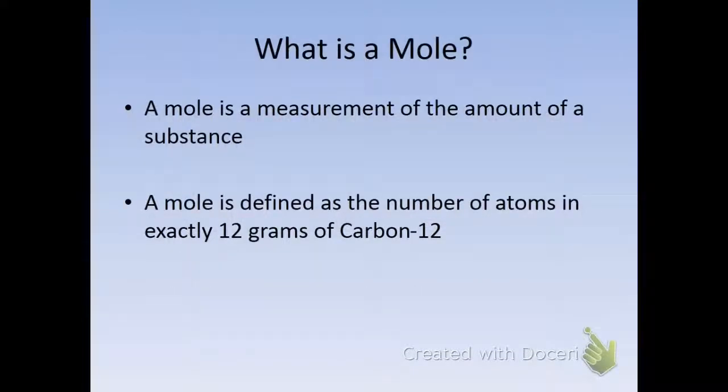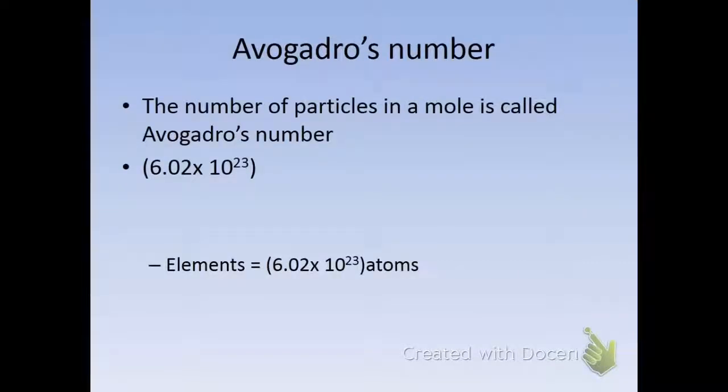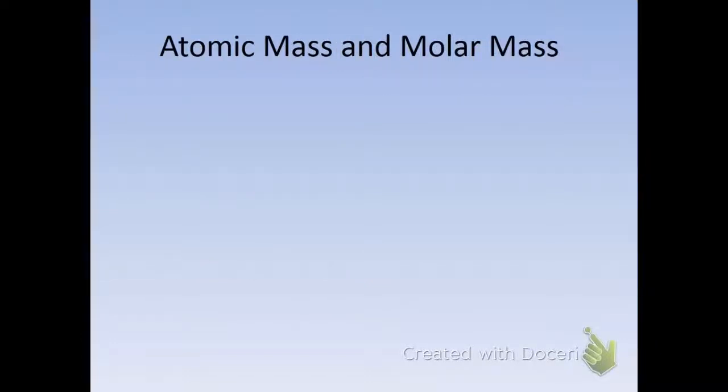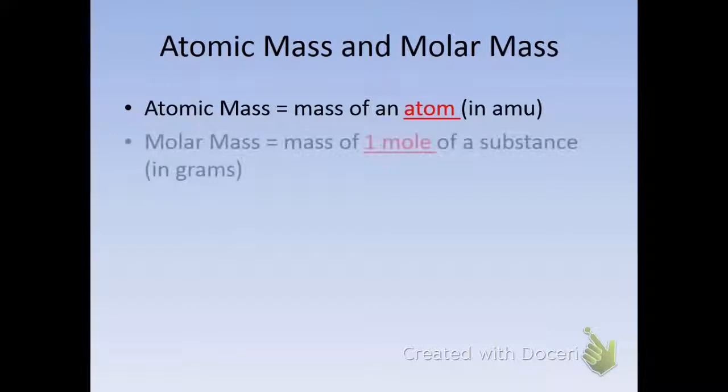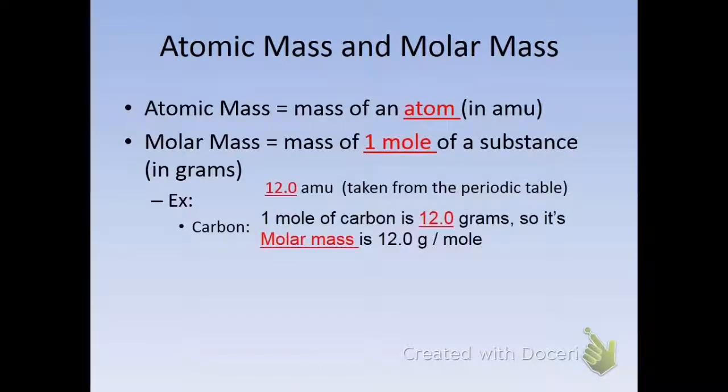So a mole is a huge number, but it allows us to talk about atoms in a more practical sense. It's the number of atoms in exactly 12 grams of carbon-12. We call it Avogadro's number, as I mentioned. It's 6.02 times 10 to the 23rd. The nice thing is that we can talk about atomic mass of an individual atom in atomic mass units, and we can talk about molar mass as the mass of 1 mole of a substance in grams. And they're going to be the same number. So the mass of an atom of carbon-12 would be 12 AMUs, and the mass of a mole of carbon-12 would be 12 grams.